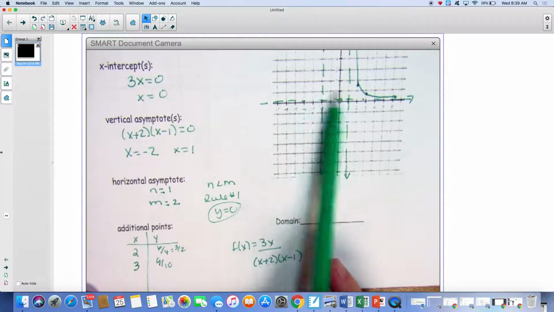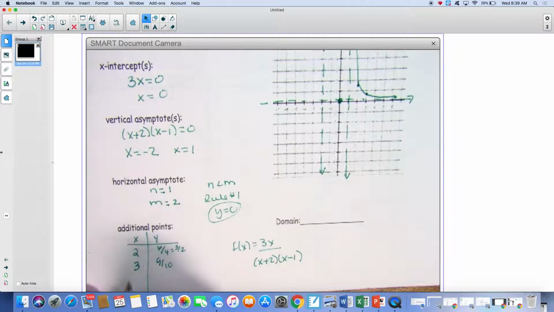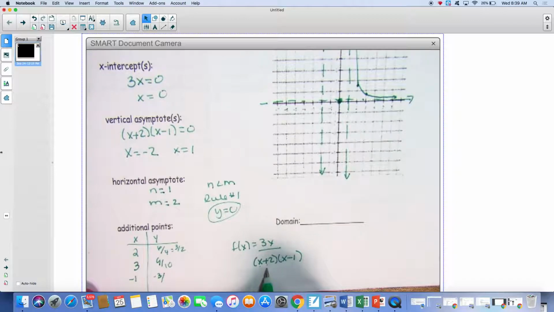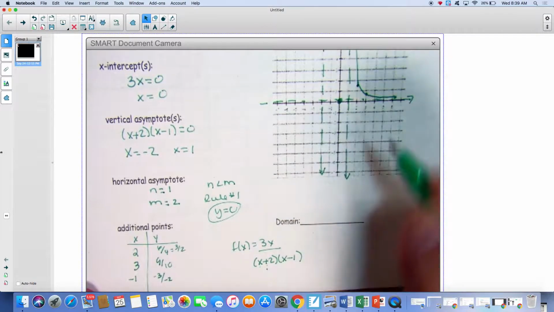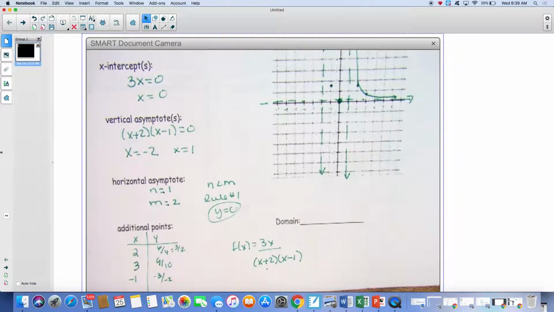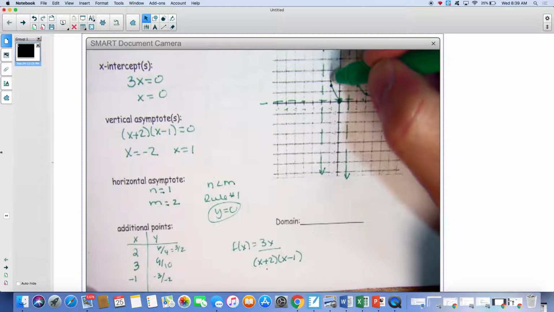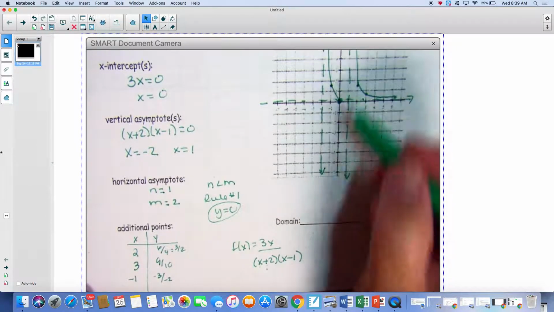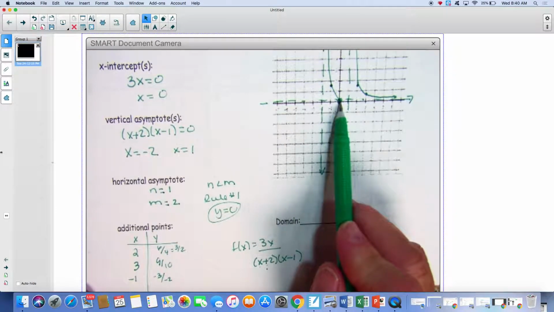Now what happens in here? Let's put in a negative 1. Well, we get a negative 3 on top. What do we get? 1 times negative 2. So we get 1 1/2 again. Okay, so this one's going to go like this. So we know we're not going to come back down because it only crosses that one time.